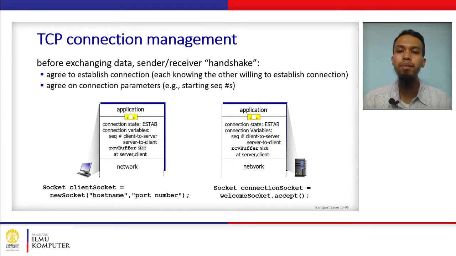Before we start with the handshaking, or establishing TCP connections, there are two main goals in the handshake. The first one is for both parties, client and server, to agree to establish a connection. The second one is to agree on the connection parameters, which are the initial sequence numbers. As we know, in TCP we need sequence numbers to track the order of the bytes being sent by the senders.